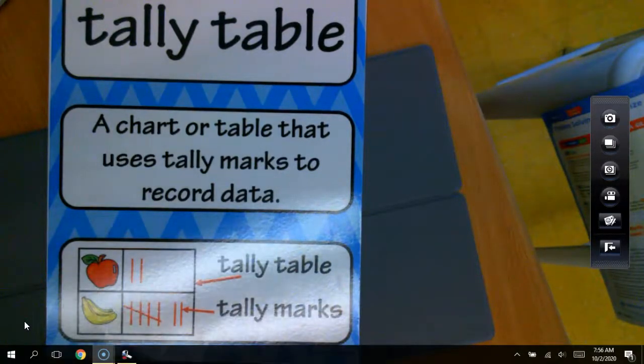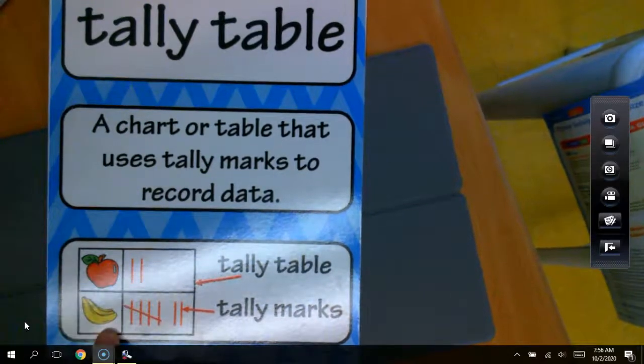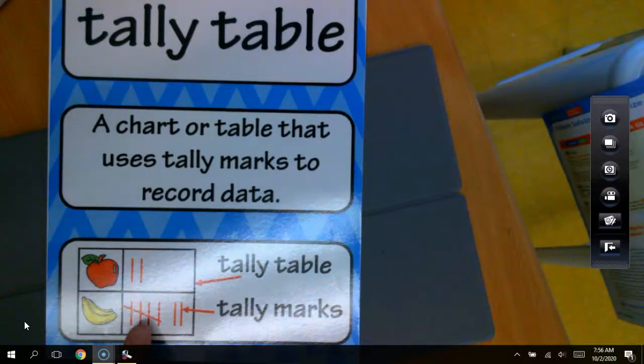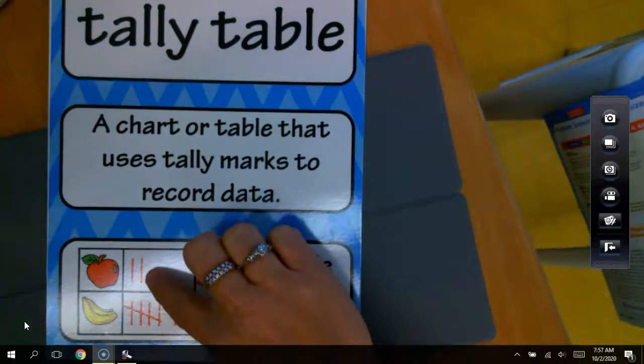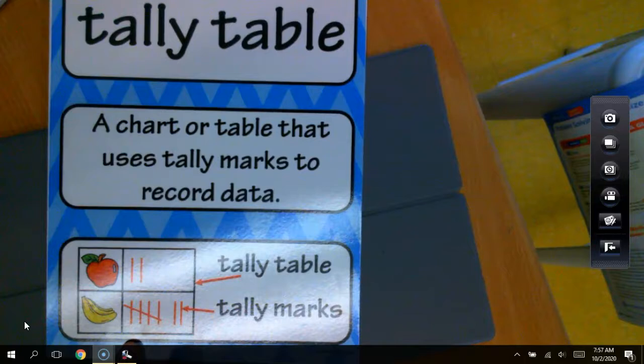So if you look down at my tally table at the bottom, you see that I have an apple and a banana. And 2 people probably liked apples, and 5, 6, 7 people probably liked bananas. Now you can see this is a tally table, and these lines that look like number ones are tally marks. If you look at the 2 compared to this one right here, which is 5, you see something special about these tally marks.